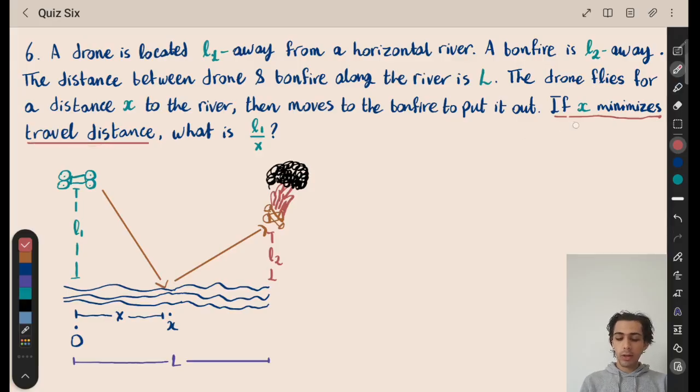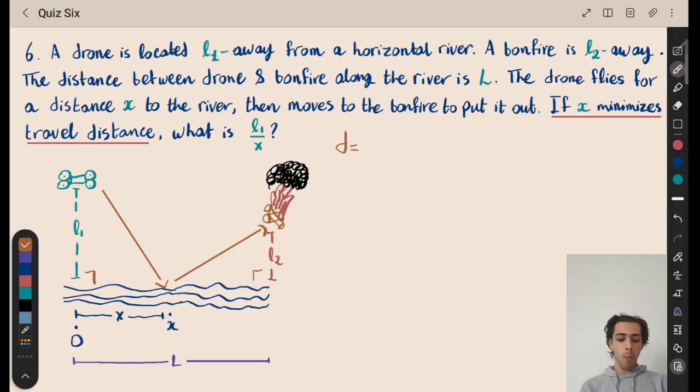So x minimizes the travel distance, which means we have a function for the travel distance. Maybe I'll call it d. And this function we need to minimize. But first off, we need to write it down. And since I've already used brown for the distances, then maybe I'll use brown again. What is the distance function? Try to pause the video and think about this for a moment.